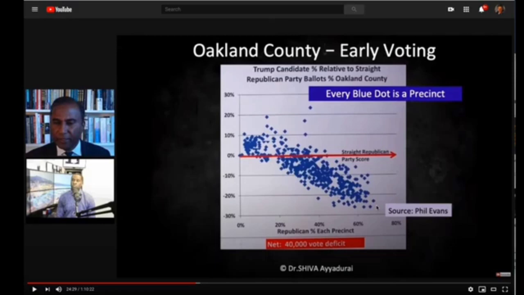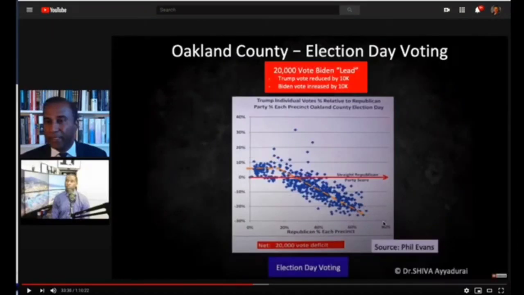And that doesn't make much sense. This graph doesn't make any sense. This graph should be a standard deviation, and it should match that horizontal line. In other words, more or less, people voting individually should vote for Trump in more or less the same numbers as the people that vote straight Republican, but that's not what it's showing. This is on early voting for Oakland County. Let's see what they did on election day. Hey, look at that.